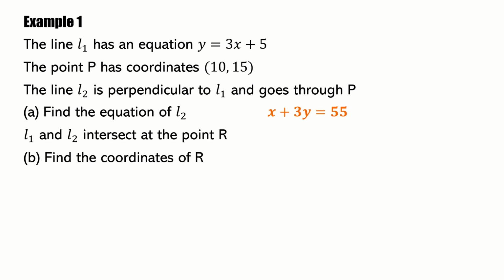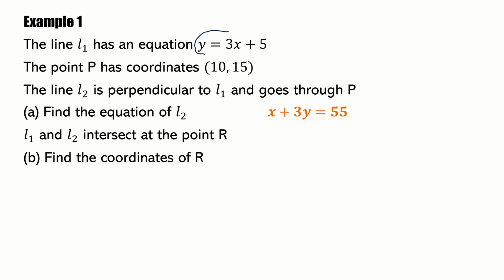On to question B. You might notice I have carried forward the answer to part A. Although we've got rid of the working to save space, we've still got the answer. So part B: we're told L1 and L2 intersect at the point R. We've got to find the coordinates of R. How do we find points of intersection? Well, of course, it's simultaneous equations. So it's actually very easy to do this one.